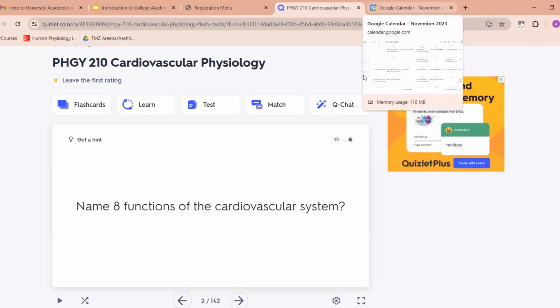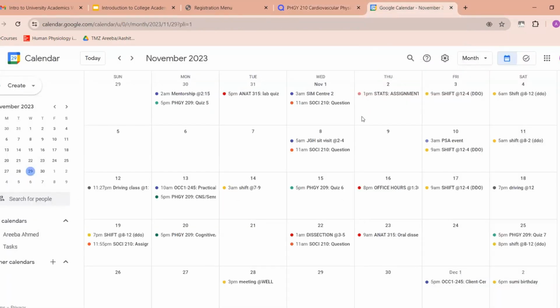Another resource that I use to stay organized is Google Calendar. For this one, I went to November 2023. This was right before the midterm. And as you can see, it was peak studying time. Everything was getting overwhelming.